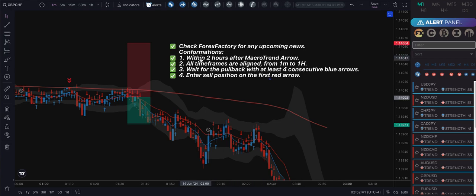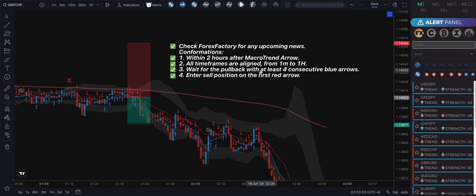And then within the first 2 hours after the macro trend arrow. So just measure this out from here into the future. Make sure this is within the first 2 hours, which it was. All time frames are aligned from 1 minute to 1 hour. So just look on this side. Make sure all of these are the same from 1 minute to the 1 hour.